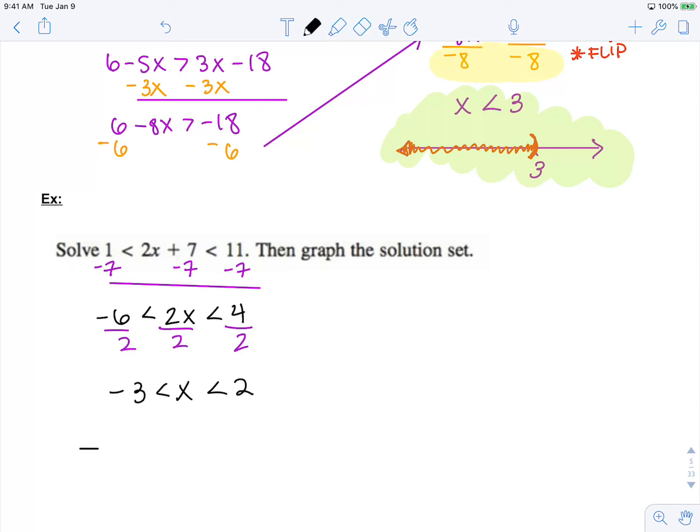So now if I want to graph this compound inequality on a number line, it's bounded by negative 3 and 2. We are not equal to those, so we have parentheses on those ends, and we shade everything in between.